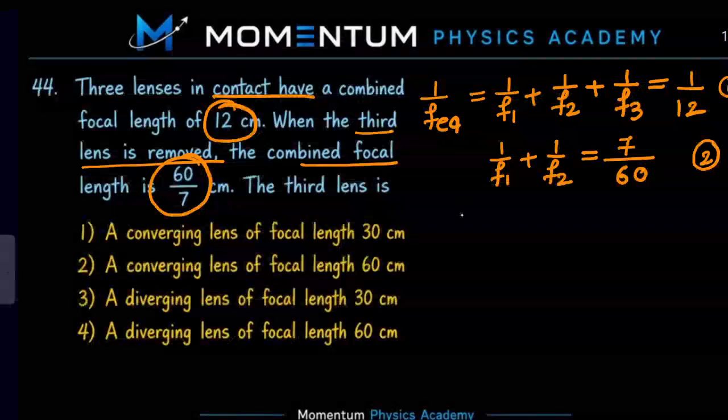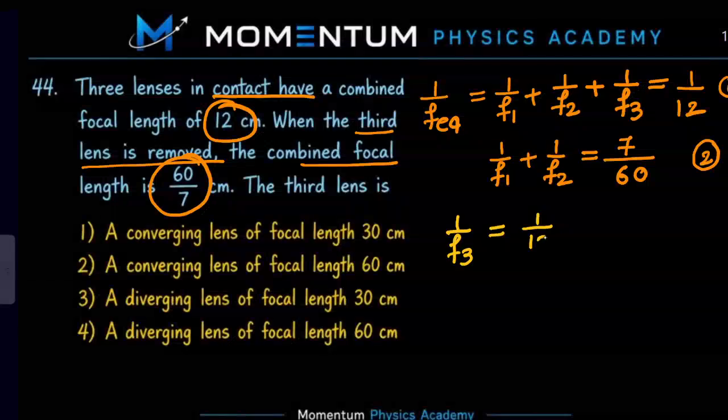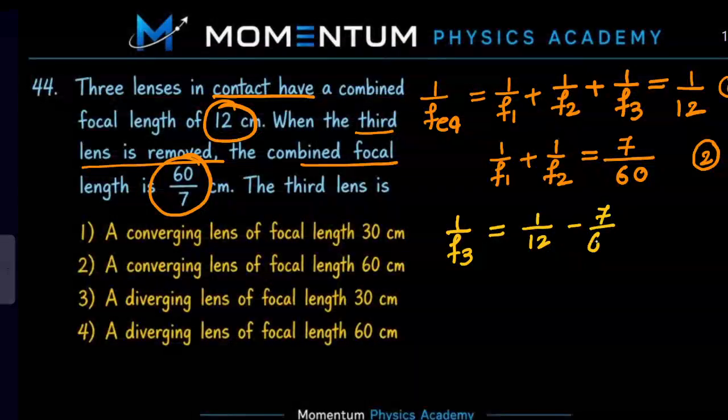Yes, sir. Okay, then what I will get now here, 1 by F3 will come now. 1 by F1, 1 by F2 will get cancelled. That is what will be now? Yes. 1 by 12 minus what will be now? 7 by 60.